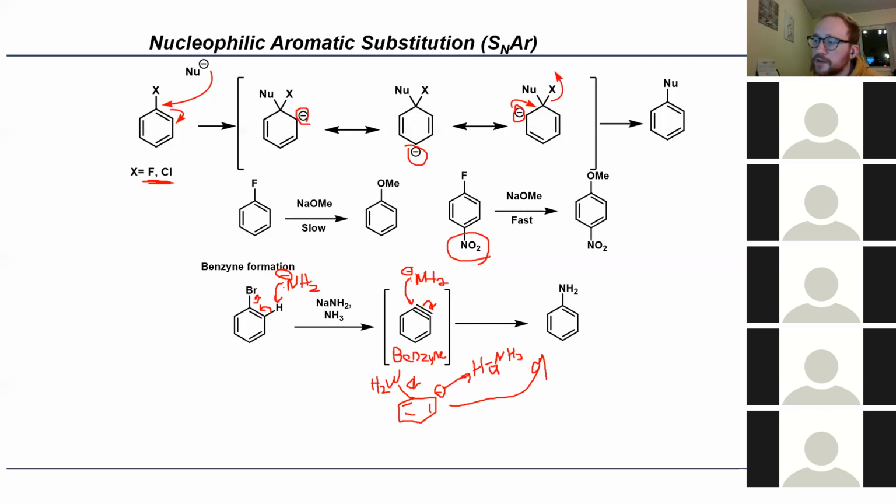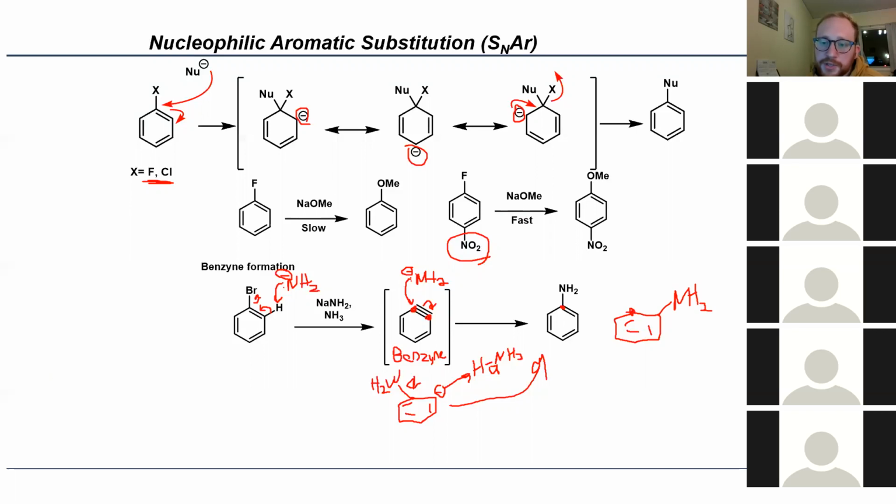Yeah, and so the benzyne reaction is another way we can do nucleophilic aromatic substitution. Now, in this case, what we have is a symmetric benzyne, so that nitrogen could add to either this position or this position. And so you'll actually get 50-50 mixtures of this product and the other addition product.